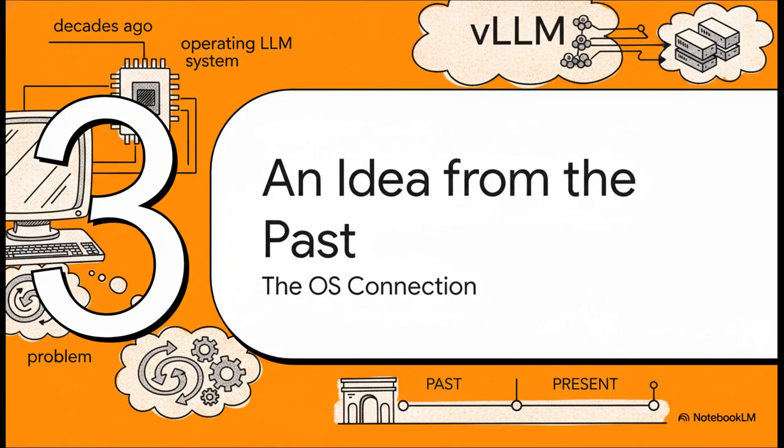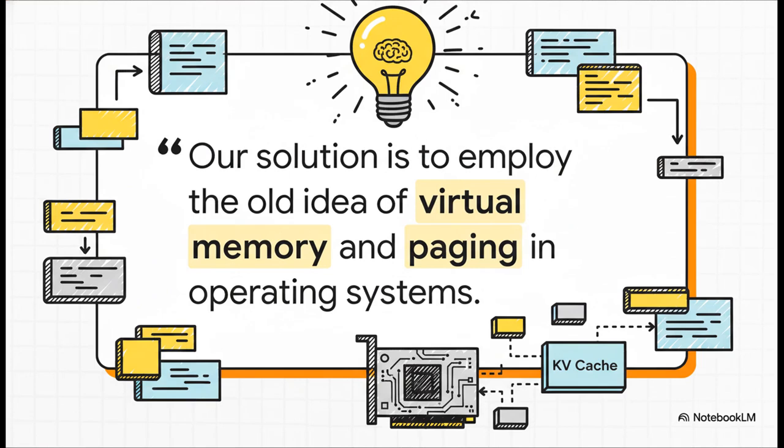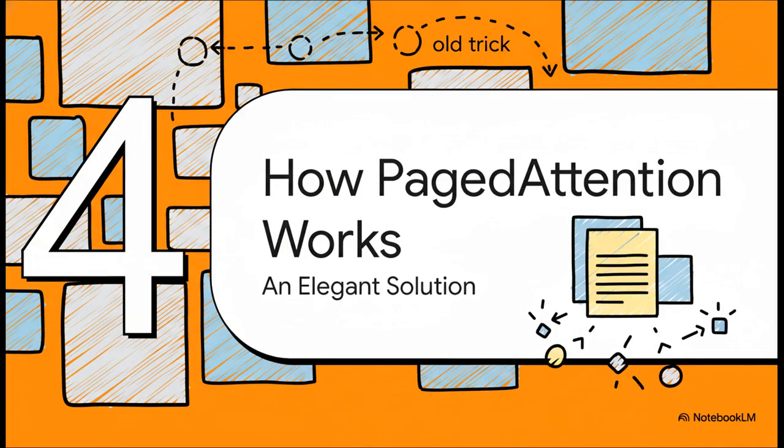Okay, but this is where our story takes a brilliant turn. The researchers behind a new system called vLLM, they realized that this problem, it wasn't exactly new. In fact, computer scientists had solved a very, very similar problem decades ago, just in a completely different context. And here it is, the aha moment. They decided to apply the classic idea of virtual memory and paging, the exact same technique your computer's operating system uses to manage its own memory, and apply it to the KV cache on a GPU. This, right here, was the key. So how does this old trick actually work in this brand new setting?